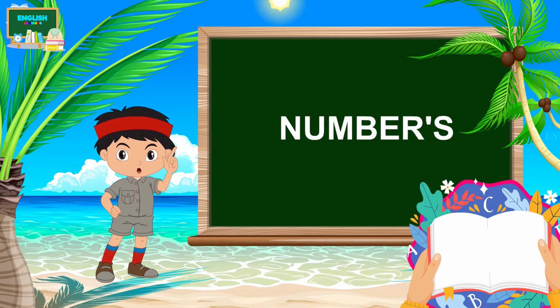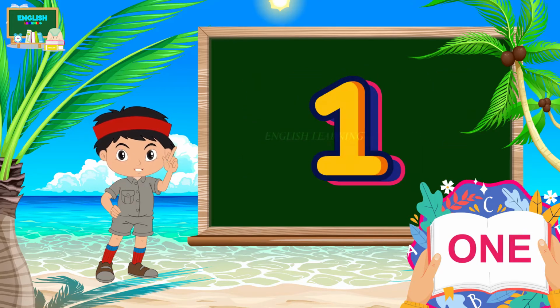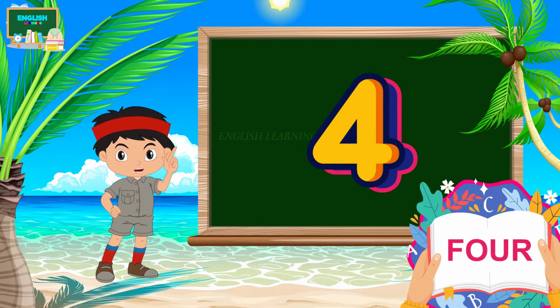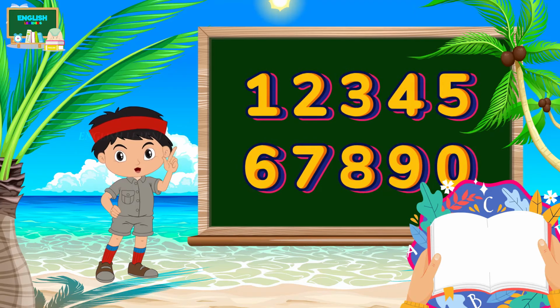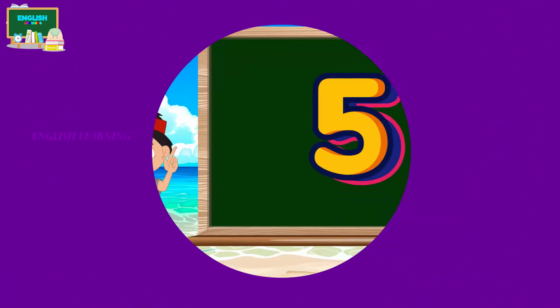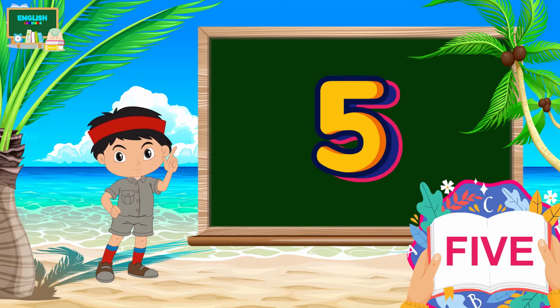Let us learn about numbers. A number is a mathematical object used to count, measure, and label. The original examples are the natural numbers 1, 2, 3, 4, and so forth. Individual numbers can be represented by symbols called numerals. For example, 5 is a numeral that represents the number 5.